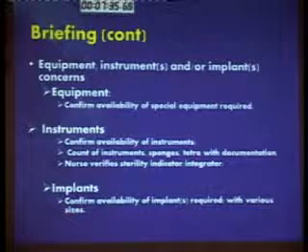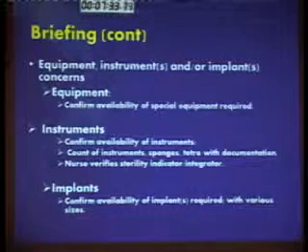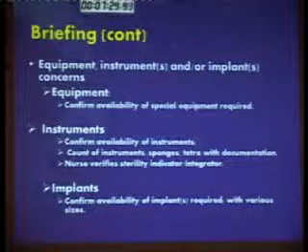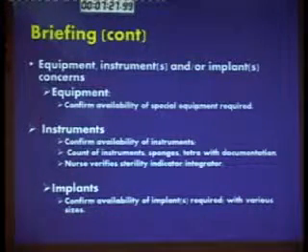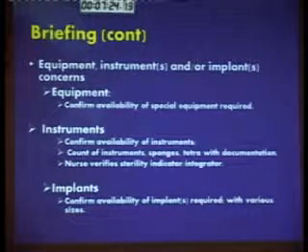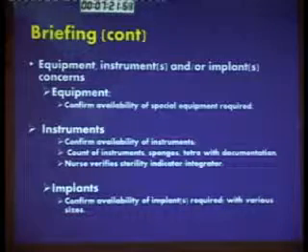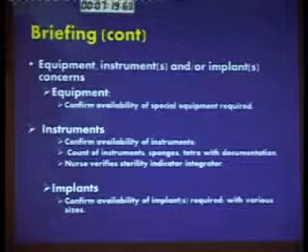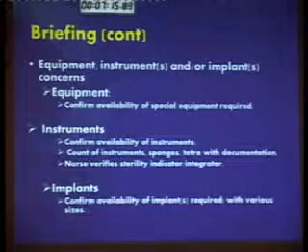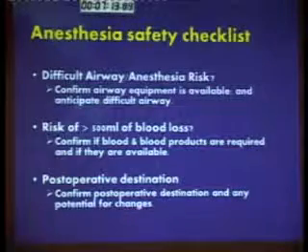then the equipment, instruments and implants which are to be used in the theatre. They must be checked before the anesthesia or the surgery starts. Otherwise what happens is that we start and then we are shouting that this is not available, the implant has not arrived, this is not there. So if this is done earlier, there will be no problem. That's the part of briefing.